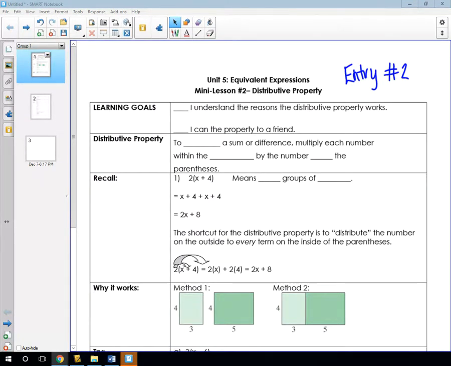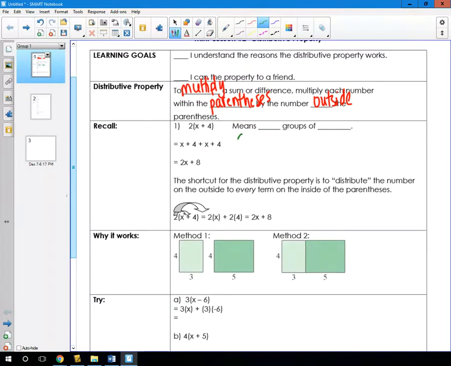Okay, so the formal definition, or how to use the distributive property, is that if you're wanting to multiply a sum or difference, then you're going to multiply each number within the parentheses by the number outside of the parentheses. Okay, and then we're going to talk a little bit more about that in just a few minutes. But I want to tell you kind of why we do this. So if we were not going to use the distributive property, I want you to consider the following example.